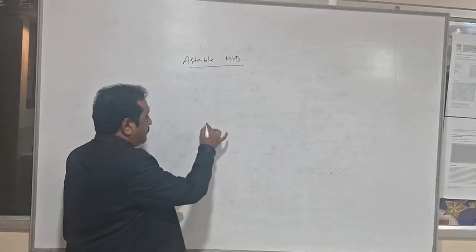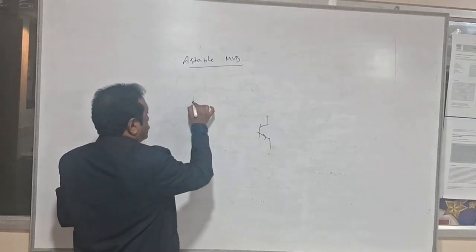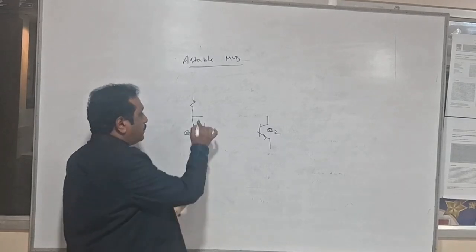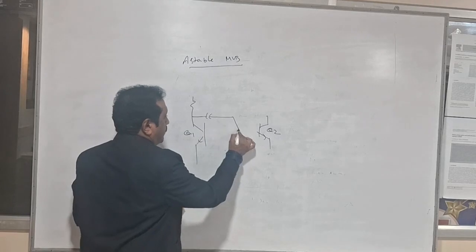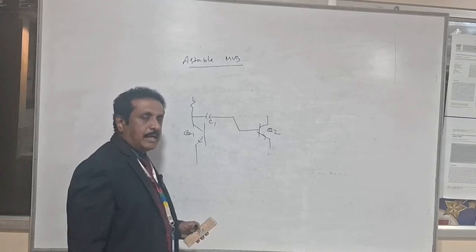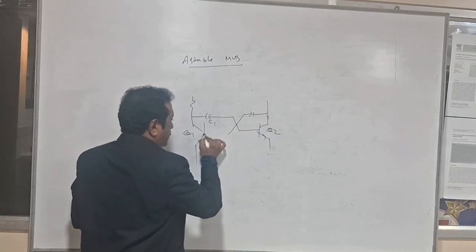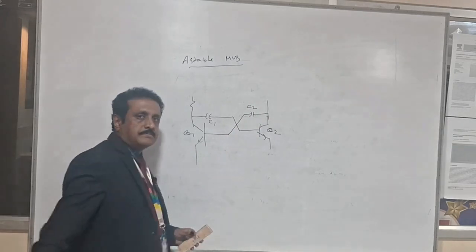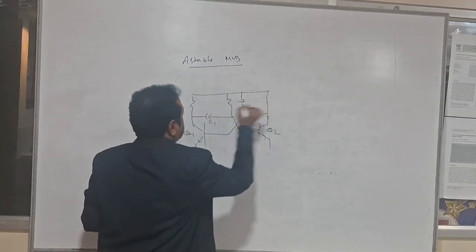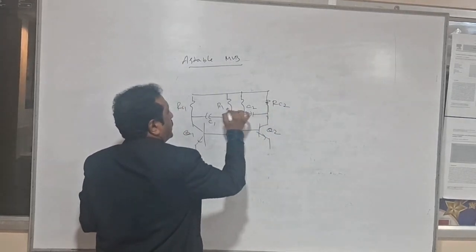So as I said earlier, we have two stages of cross-coupled common emitter amplifier circuit, Q1 and Q2. The output of the first stage will become an input of the second through the coupling capacitor C1. And the output of the second one will be coupled to the input of the first one through another capacitor C2. Here R1 and R2 are biasing resistors, and RC1 and RC2 are the collector resistors.